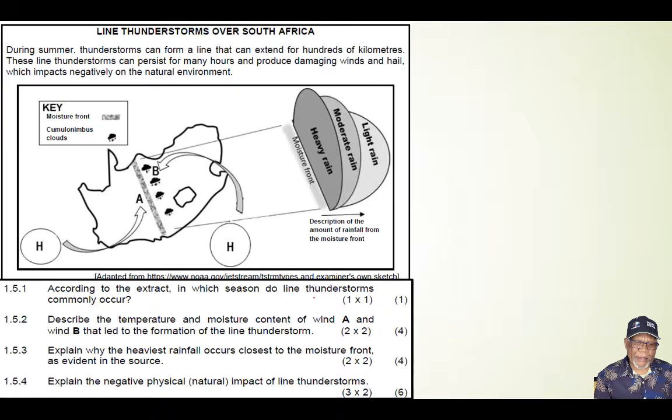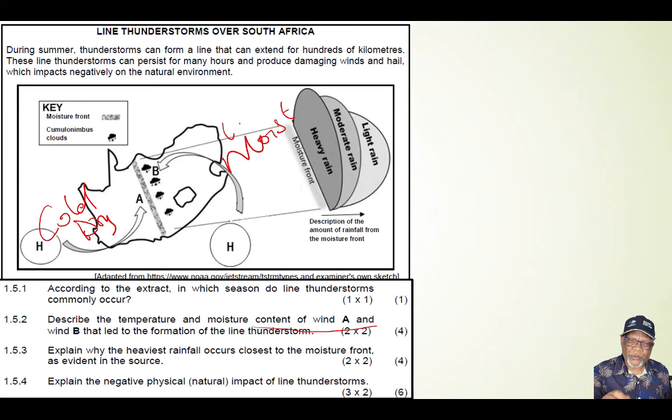And now, describe the temperature and moisture content. This one is cold and dry. This one is warm and moist. Because it's warm, there's going to be more evaporation. That's why it gets moist. This one is cold. Because it's cold, there's going to be less evaporation. That is why it is going to be dry. So those are the characteristics.